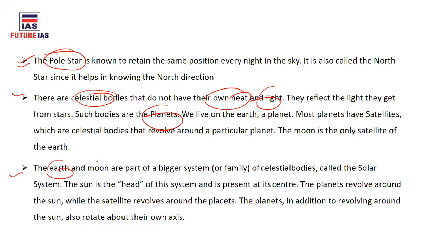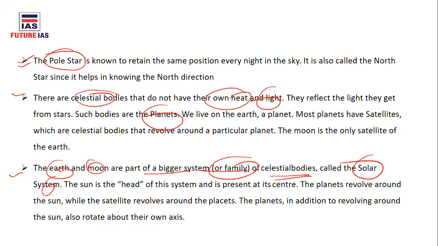The earth and the moon are part of a bigger system of celestial bodies, and it is also called the solar system. So the solar system, as you know, basically consists of the planets, the asteroids, meteoroids, and the celestial bodies which are also called satellites, isn't it? So such things are also part of our solar system.